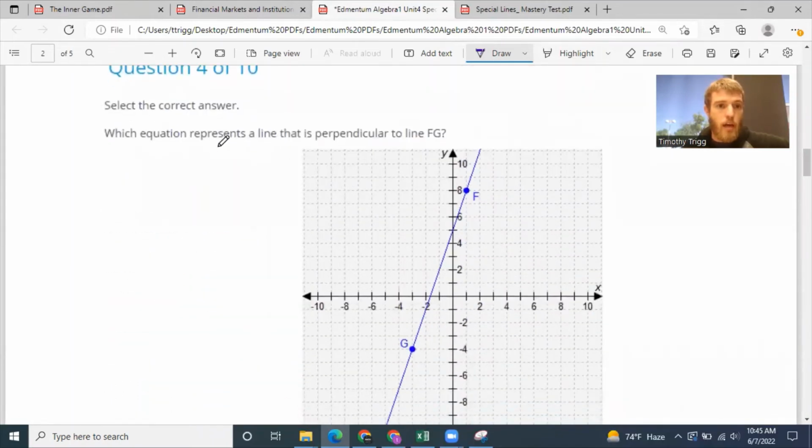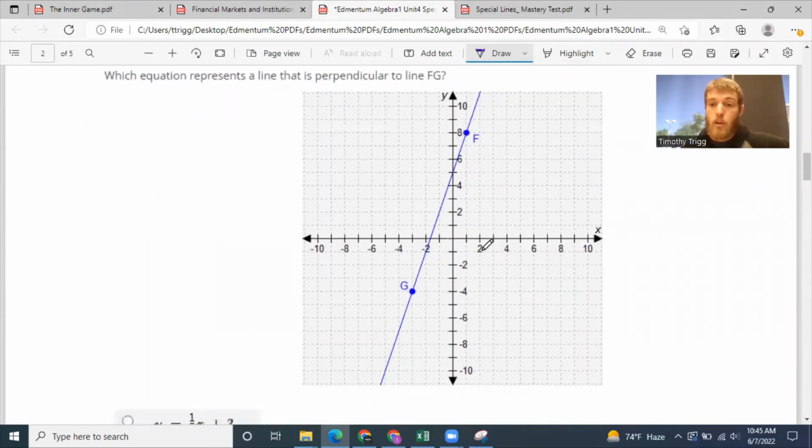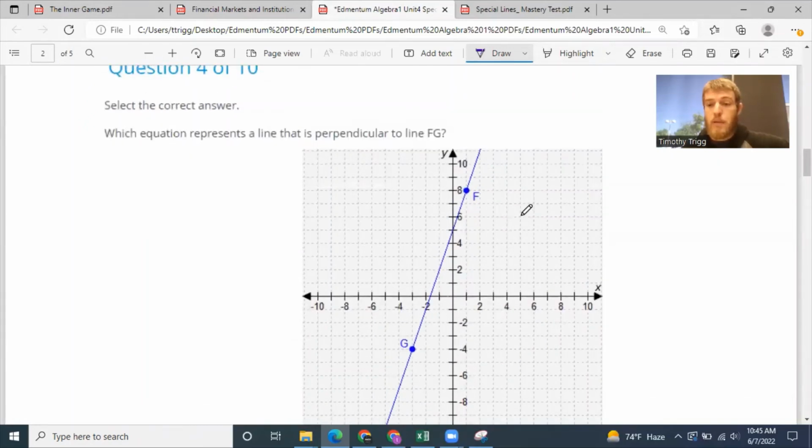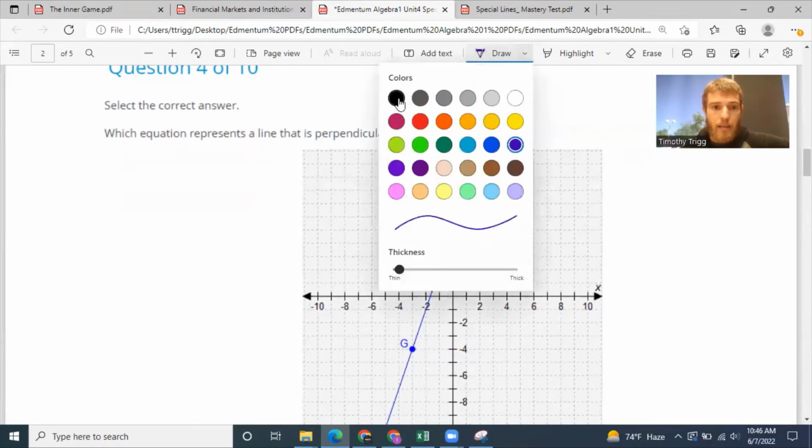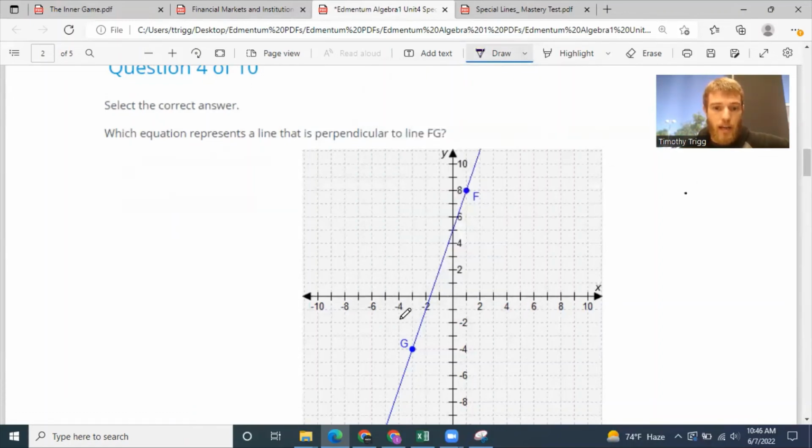Which equation represents a line that is perpendicular to line FG? So we want perpendicular lines, which means their slopes are going to be opposite reciprocals. So opposite signs and also flipped. Let's go ahead and find the slope of the line we have here, line FG.